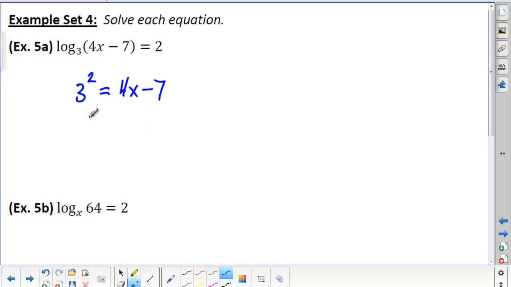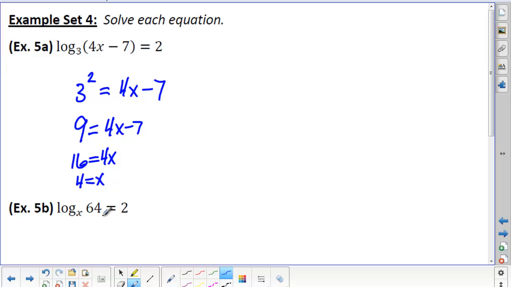All of a sudden, if we square that 3, this doesn't look nearly as challenging, right? If we add 7 to both sides and then divide by 4, we get that x is 4. So it turned out to be a really simple equation to solve. So that's one technique: rewrite it as an exponential.